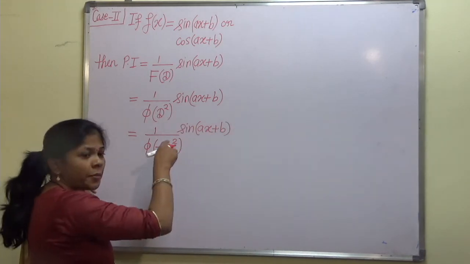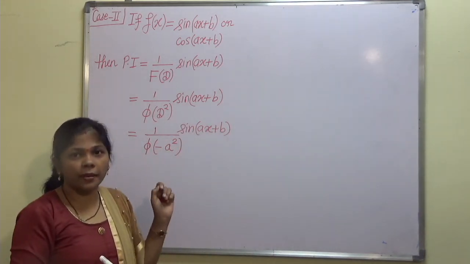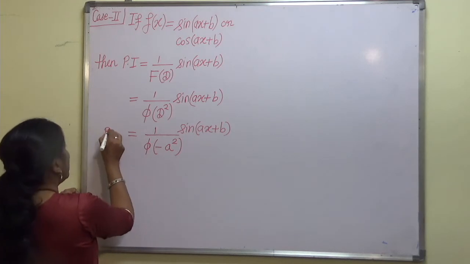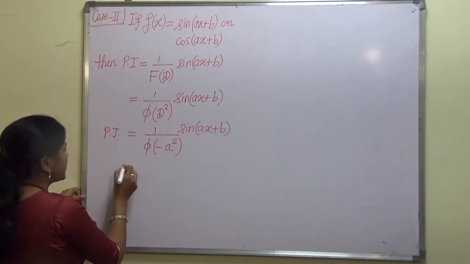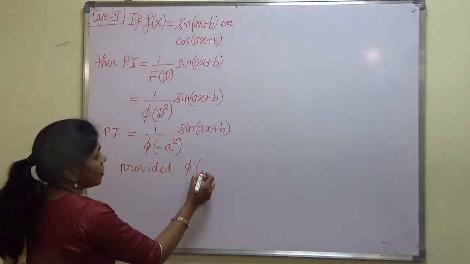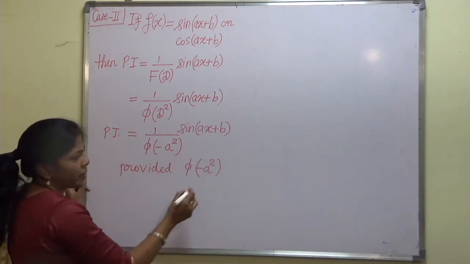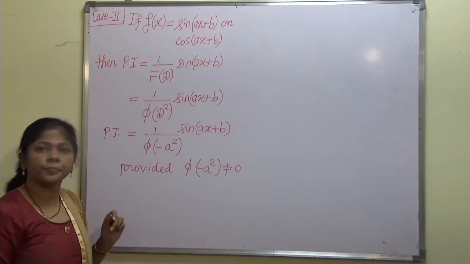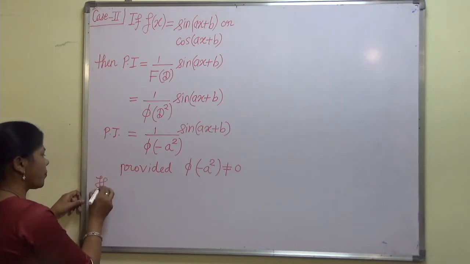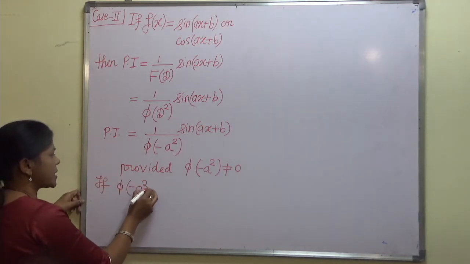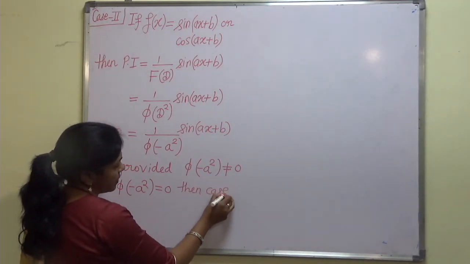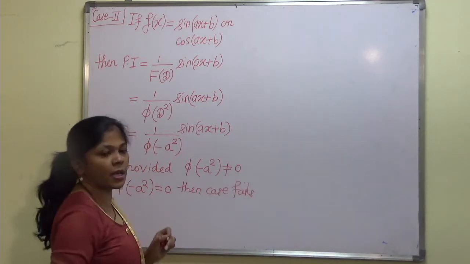Remember, I have told you that the same process you can apply for the cosine function also. For the time being, I am taking the sine function. So this is the particular integral provided that the function obtained after replacement should not be equal to 0. There may be the possibility that it could be 0. So if the function of minus a square is equal to 0, then the case fails. We will arrive at the case of failure.